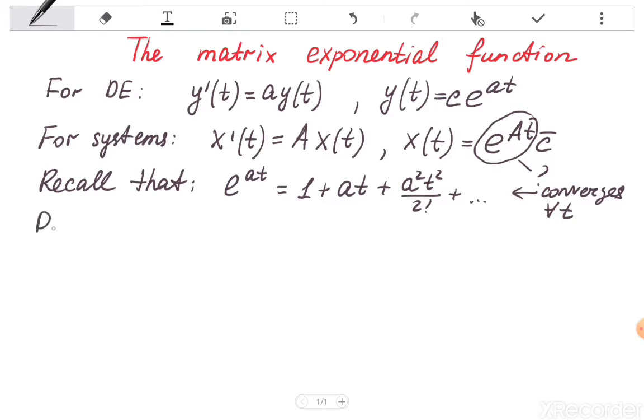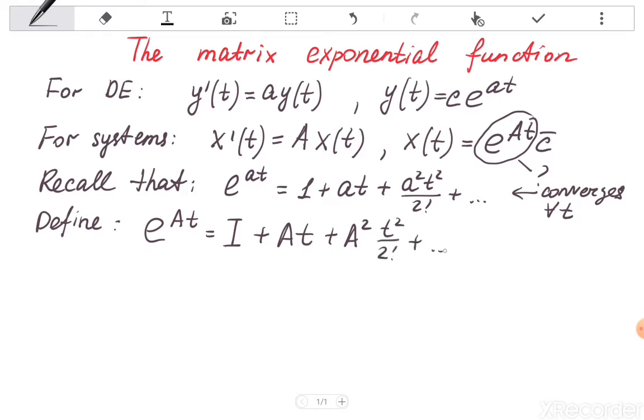And now we define the matrix exponent in a similar way. So e to the At, this should start with 1, and 1 in matrices is just the identity matrix. And instead of a here we write the matrix A, and instead of a squared we write A squared, and so on. And here we have a series of matrices. Using matrix calculus, one can also prove that this series converges for any value of t. So this is the definition of the matrix exponent.